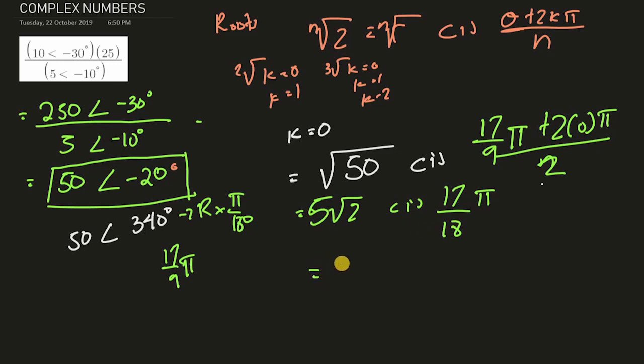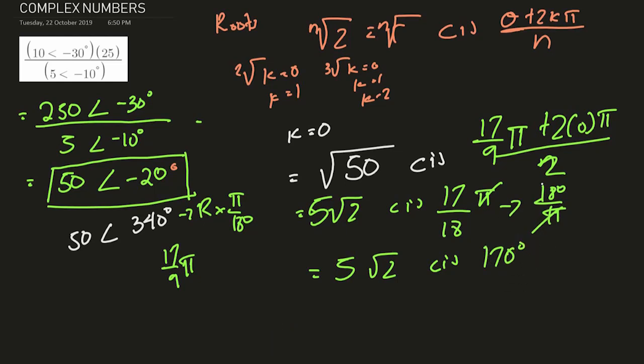But we can rewrite our final answer by converting this into degrees so it's easier to identify. Converting that into degrees, we multiply by 180 over pi, cancel pi. So 17 times 180 divided by 18 is equal to 170. So this is also equal to 5 square root of 2 CIS 170 degrees. Okay, so we already have one root.